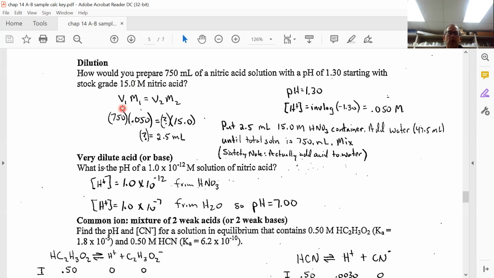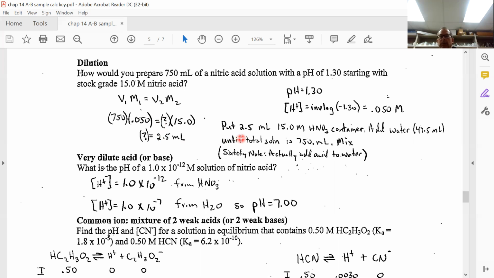We look at V1 M1 equals V2 M2. We get to use this equation right here. We have the 750 and the 0.05, those are the initial conditions, and then 15. Notice the big difference in concentration, so I expect this number is going to be a lot smaller than 750. I do the calculation, and it's only 2.5.